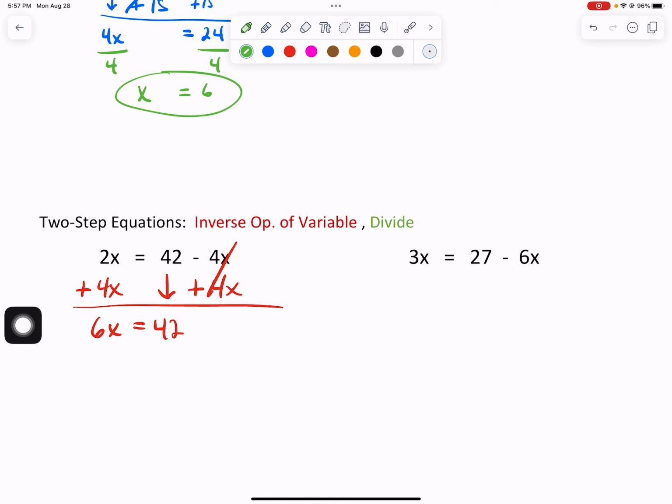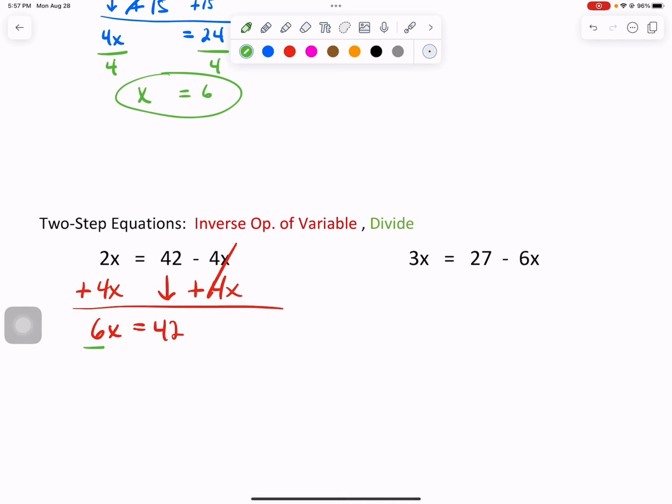And then we simply divide by the coefficient of x. In this case, it's 6. What you do to one side, we, yes, do to the other. 6 divided by 6 gives us our x. Bring down your equals. 42 divided by 6 is 7. Go ahead and circle your answer.